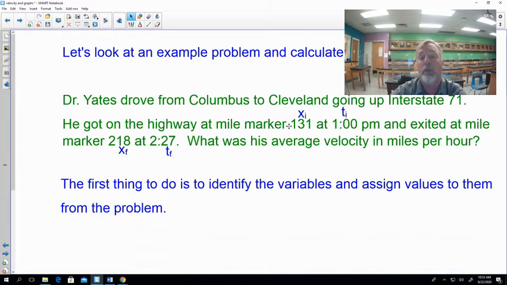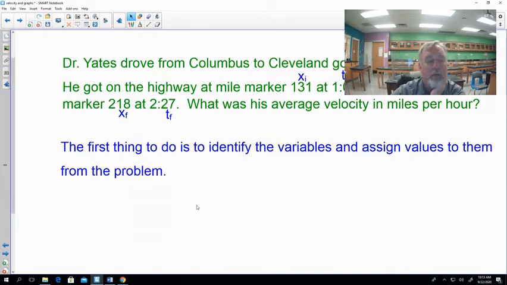So again, also be careful that you line up your variables correctly. The initial variables, 131 mile marker and 1 o'clock. The final variables, 218 mile marker and 2:27. Make sure you have the same corresponding things, right? At mile marker 218, it was 2:27. So those two variables are tied together. Those are the final state. Make sure you don't switch them.